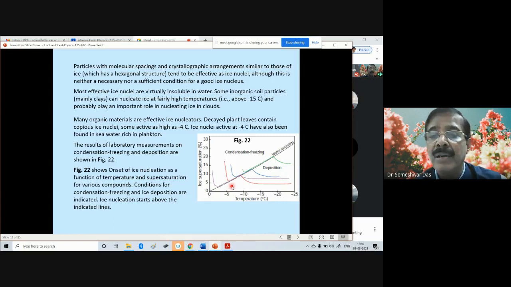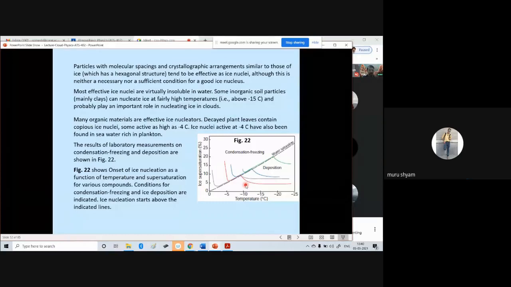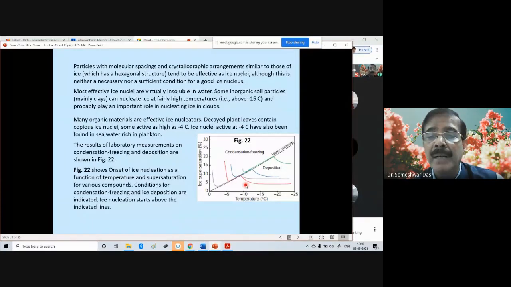You can see, I don't know whether you will be able to, are you able to see the difference in the colors of these lines? Can you see the colors? Yes, sir. Some are red, some are blue, some are green. Okay, so these different colors are indicating the different organic substances.